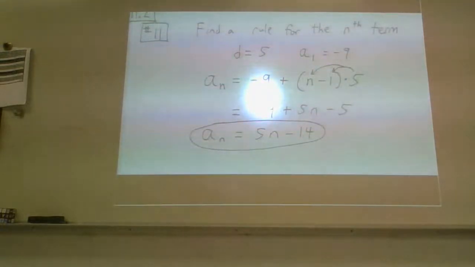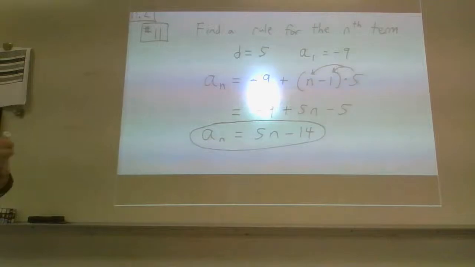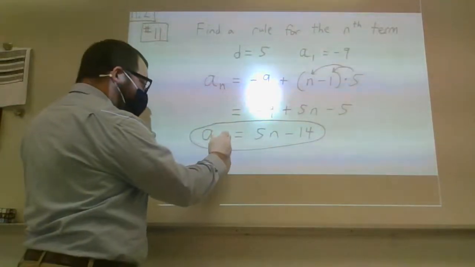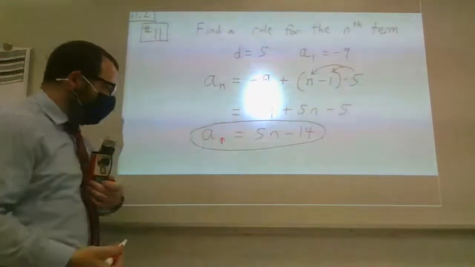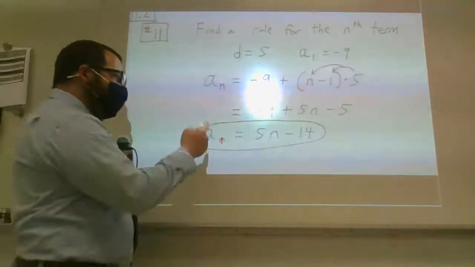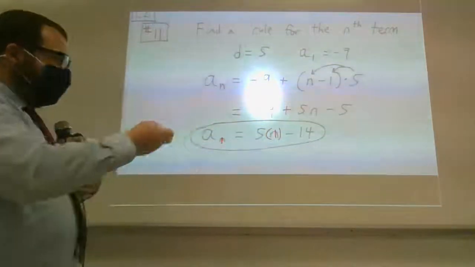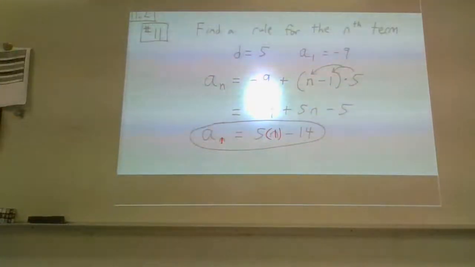Any. Doesn't matter what it is. I could take any number like, for example, a 1, which we already know what the first term is, but I'm just going to throw this in here. If I throw a 1 in for that n, it'd be 5 times 1 minus 14, which is negative 9. And yes, we already knew that.